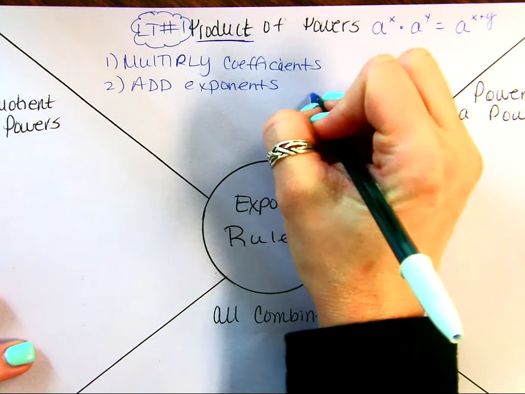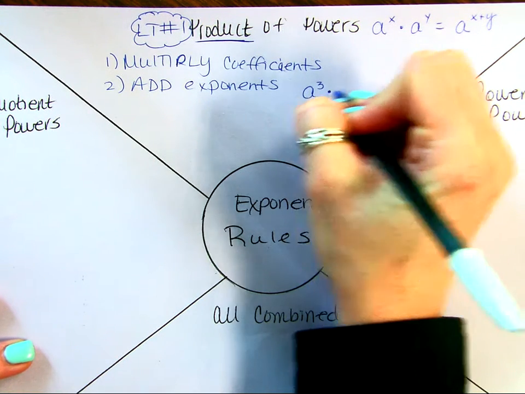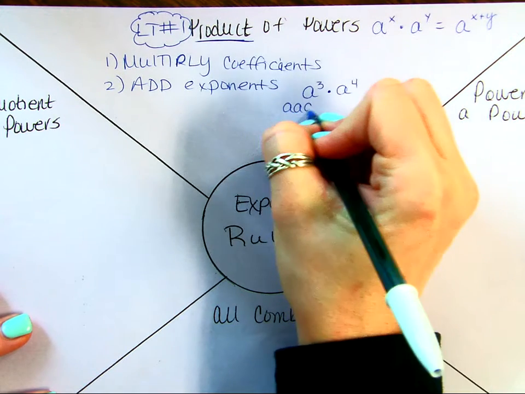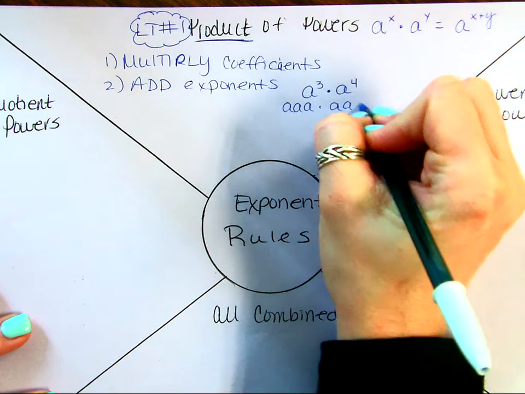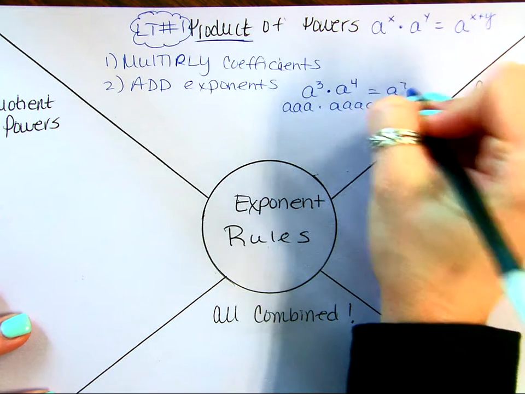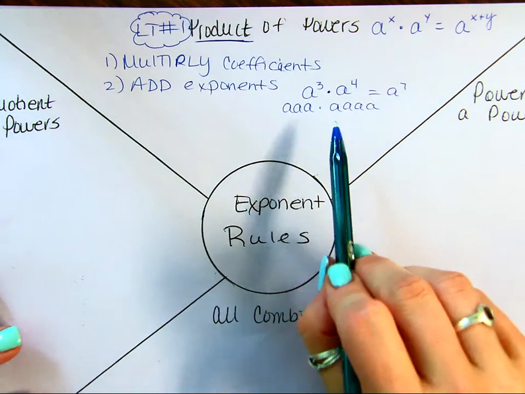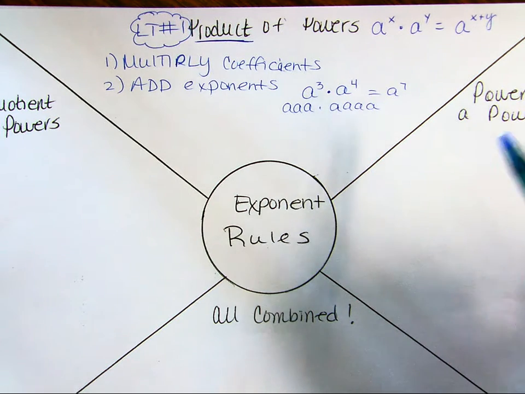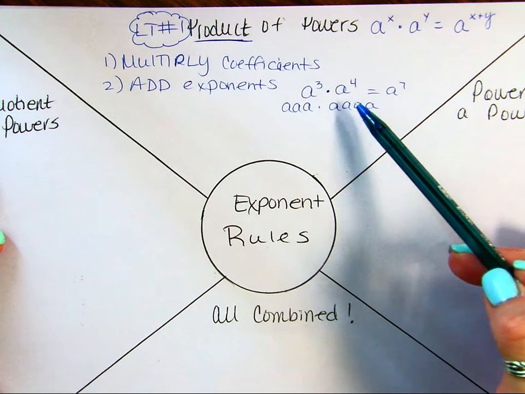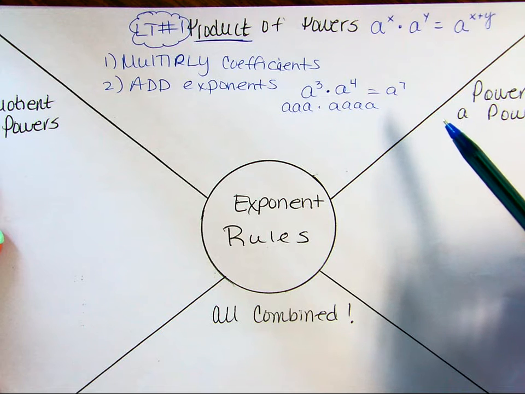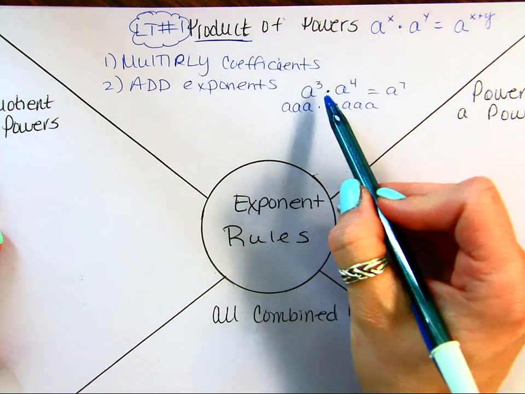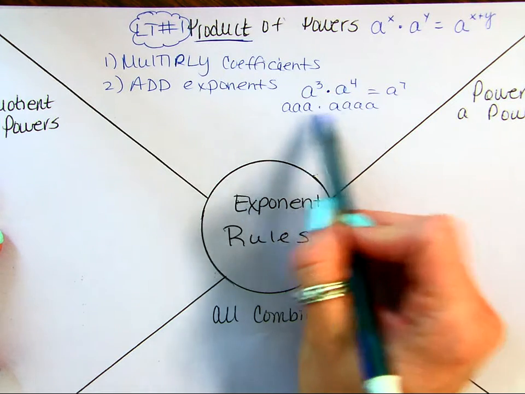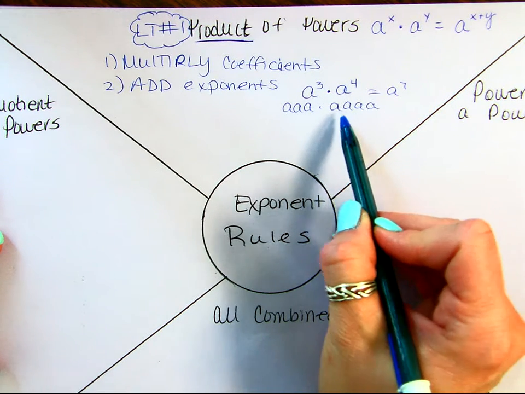So what that looked like was, let's say, a to the third times a to the fourth. It looked like 3 a's times 4 a's, which was 7. And the reason I write it out like this is to show you that if you get confused, since we've also learned that we multiply exponents too, some people think, oh, it says multiply, so I'm going to make that a to the 12th. Well, I don't see 12 a's. I only see 7, right?